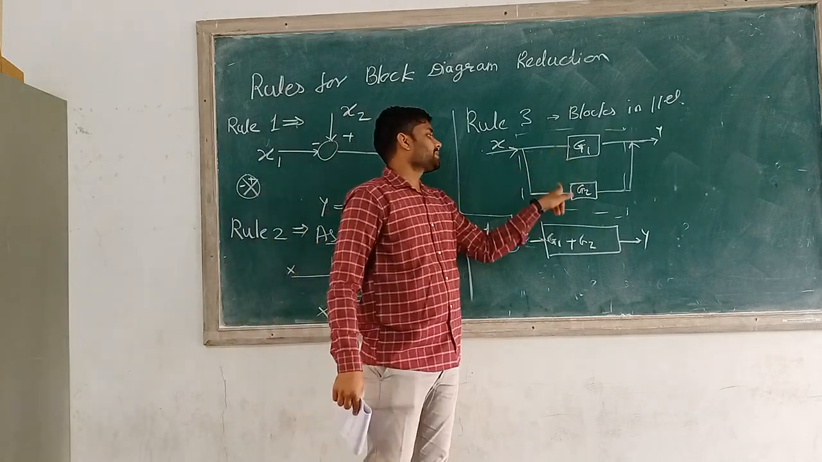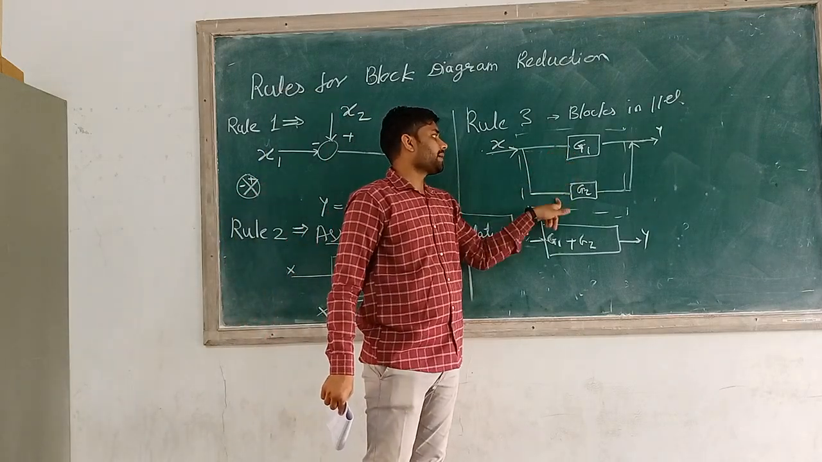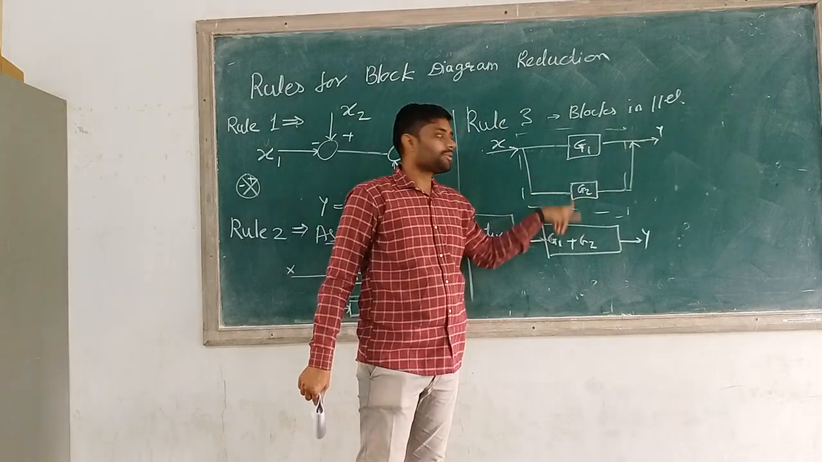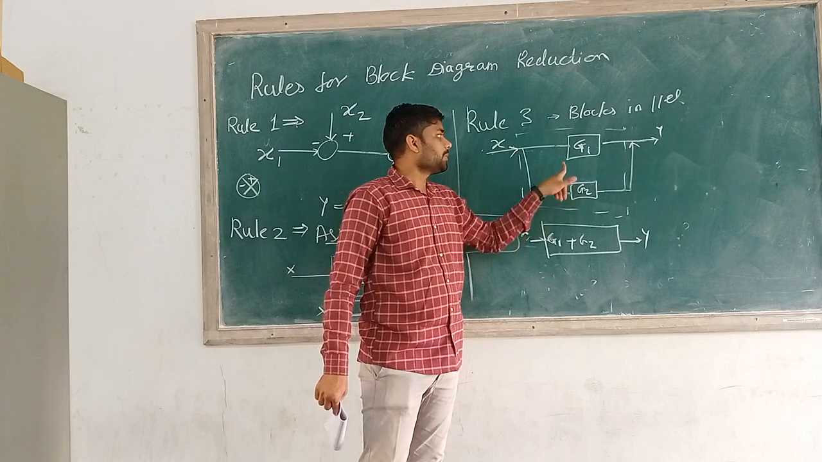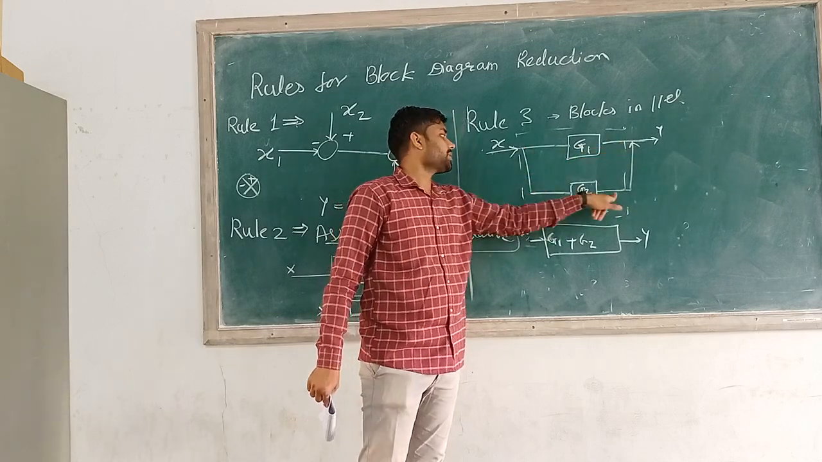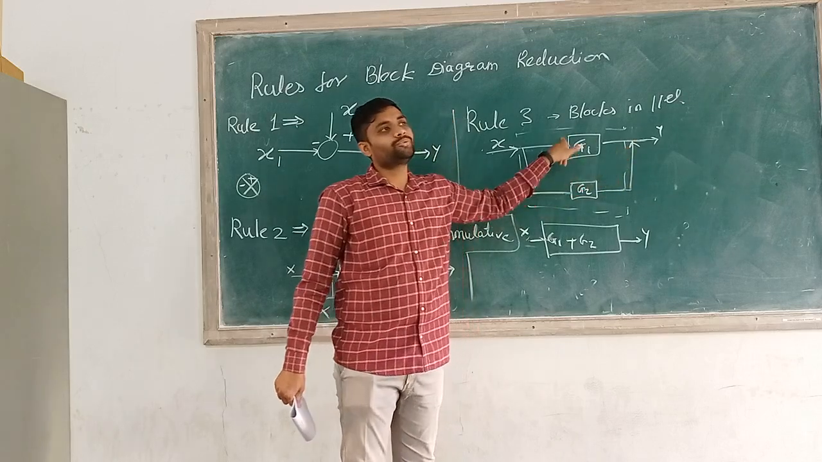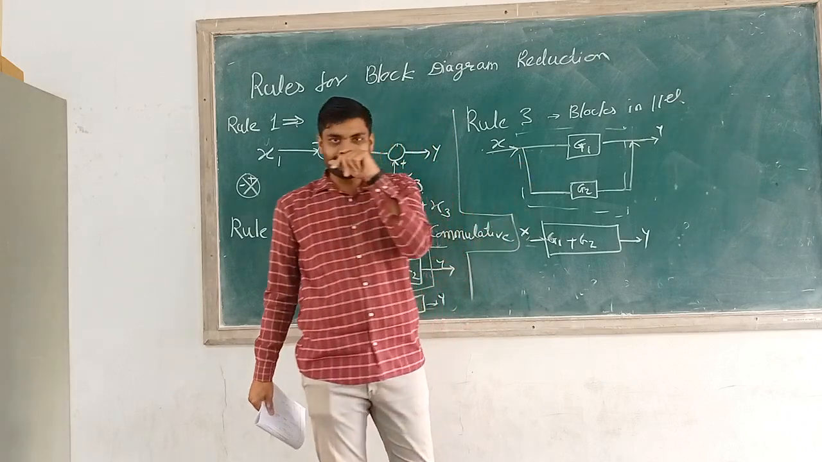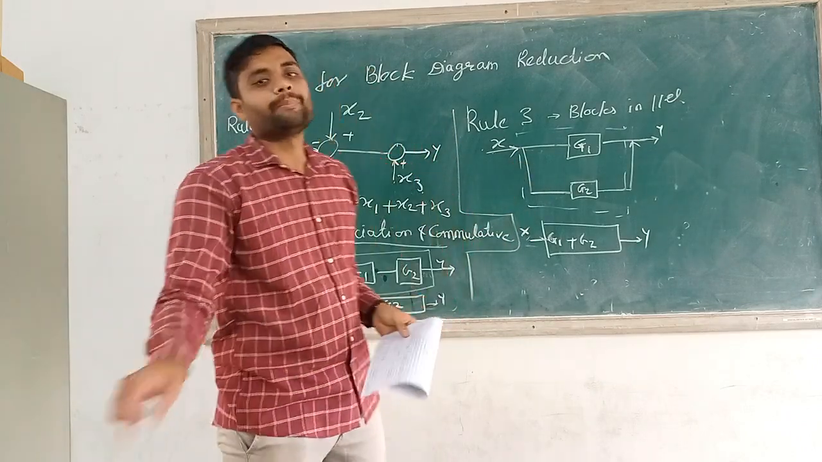Here, why are we saying that these two blocks are in parallel? Because of the direction of this arrow. Why are we not saying that it is a feedback loop? Because a feedback loop has the reverse direction. If the direction is on the forward side, then these two blocks are in parallel. And if this direction is in reverse, then we say it is feedback.